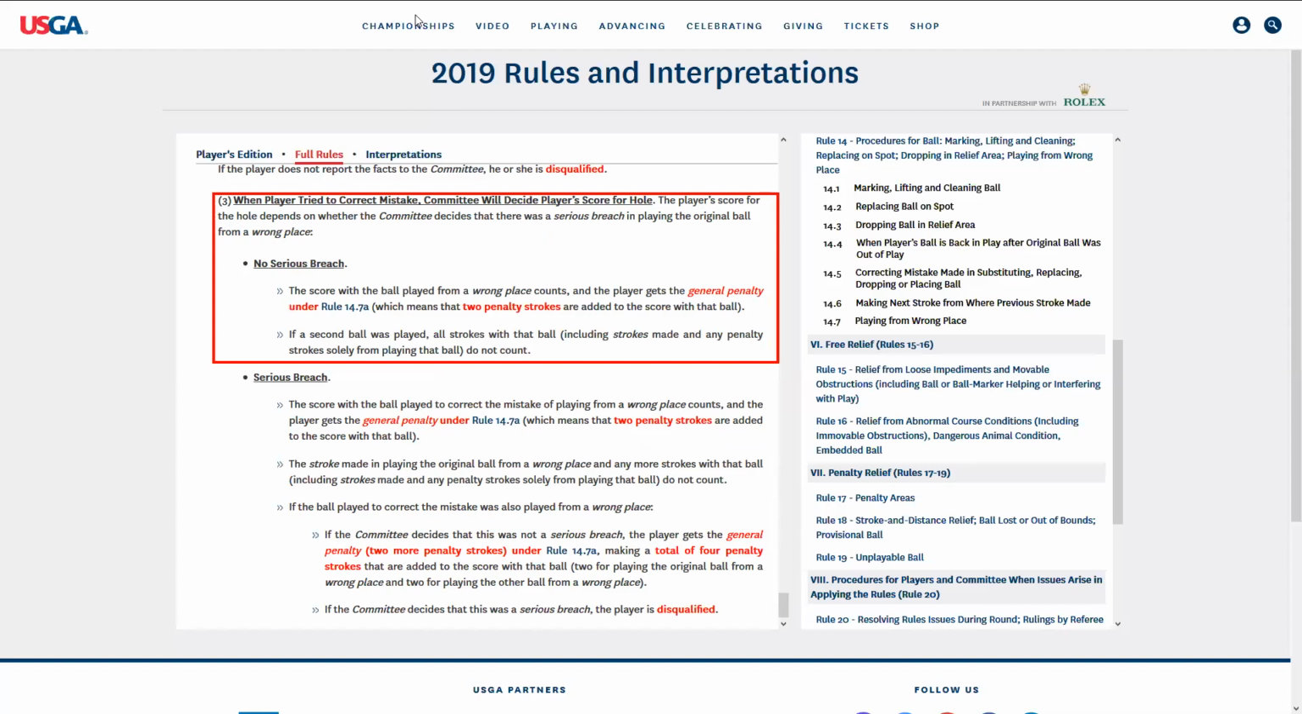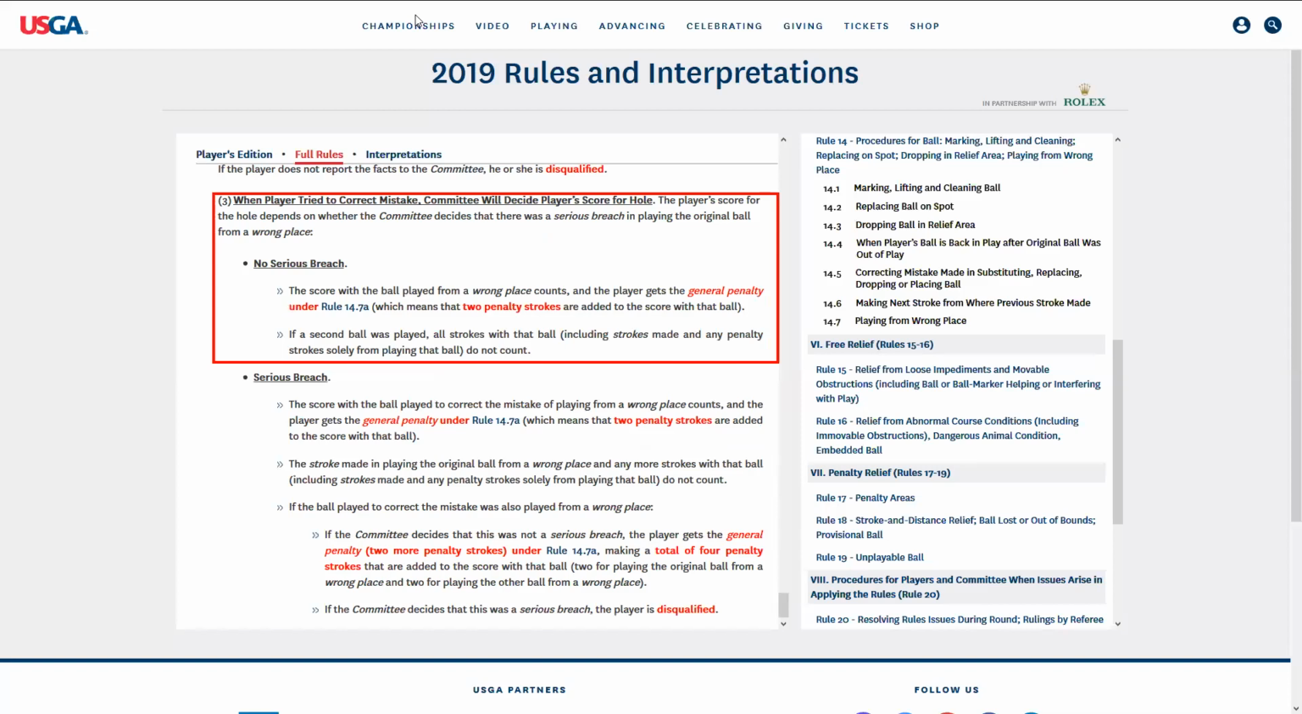The score with the ball played from the wrong place counts, and the player gets the general penalty, which means you add 2 strokes. If a second ball was played, all strokes with that ball, including strokes made and any penalty strokes solely from playing that ball, do not count. So again, if you play 2 balls and the committee says there's no serious breach, you count whatever score you had with the first ball, you add 2 penalty strokes, and you're done.